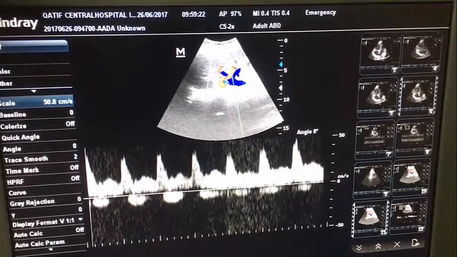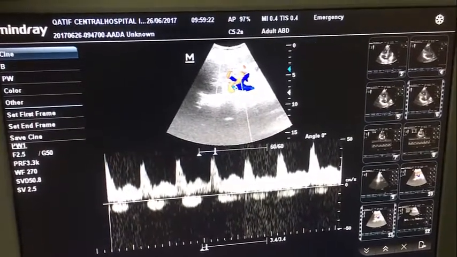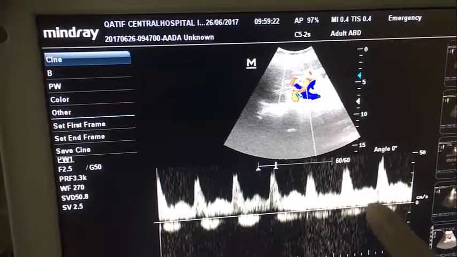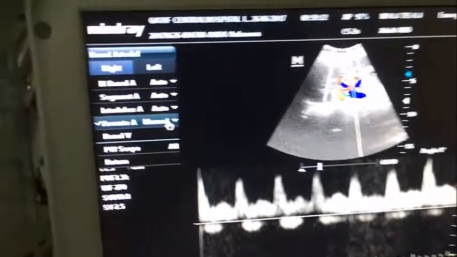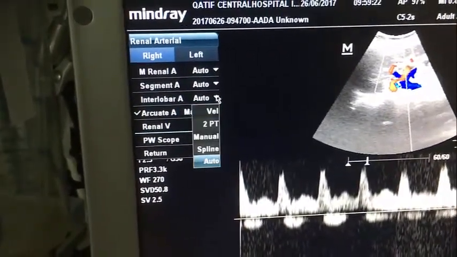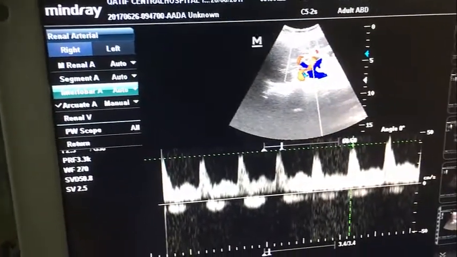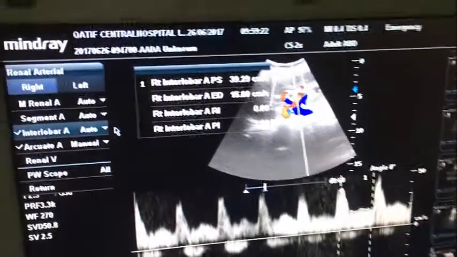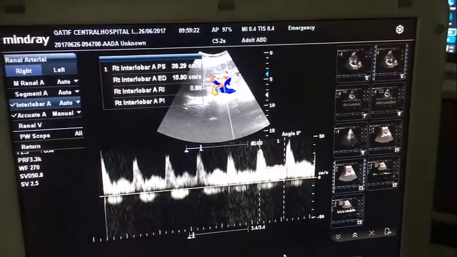Okay. This is a Doppler study of the renal vessels, which is a vital organ, and you see here the diastolic flow is very great compared to the systolic flow, almost 50% of the systolic flow. This is the interlobar artery. I will make it auto. Okay, good. 0.6. So definitely we now have very good perfusion of the kidneys.